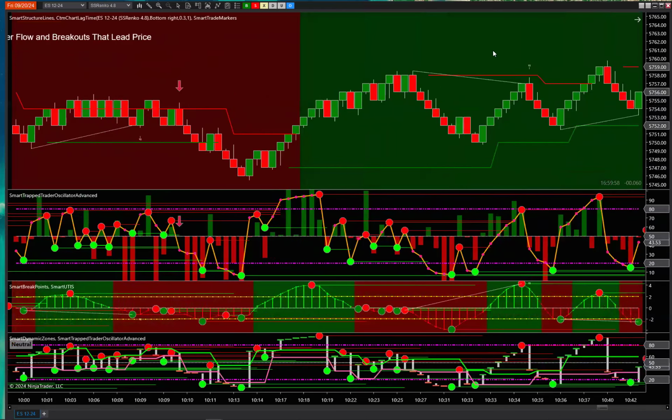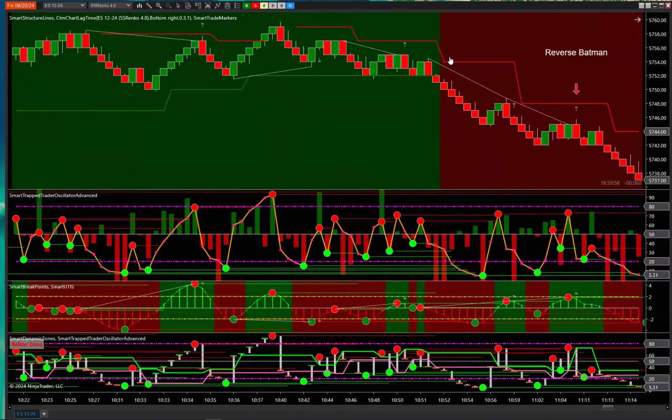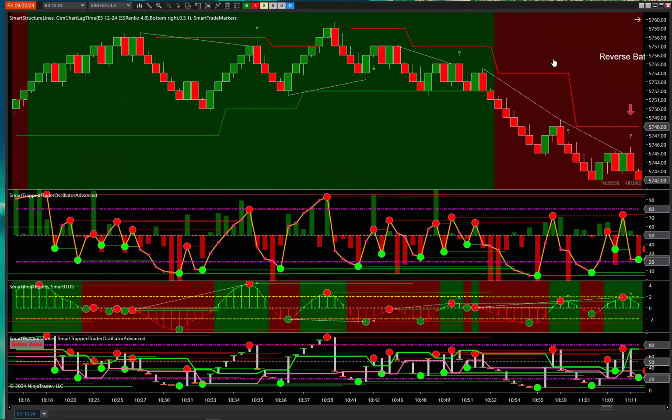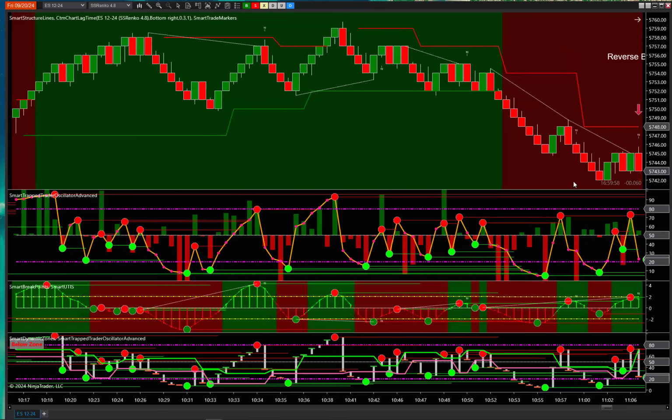Now here's probably the room favorite. We call this a reverse Batman, and I'm going to come over here for effect. Okay. And what this is, is an order flow trap. Just an order flow trap.